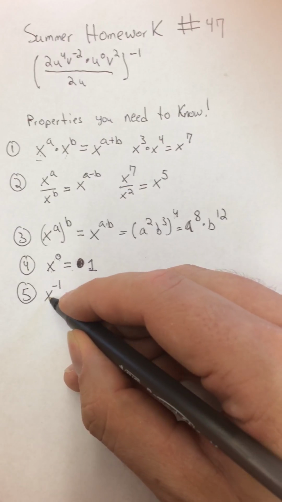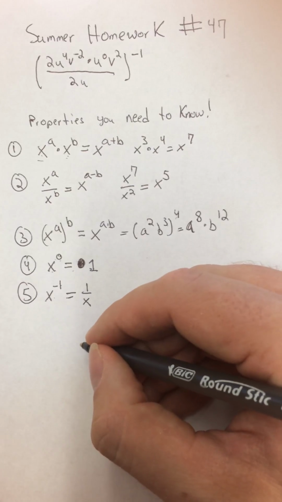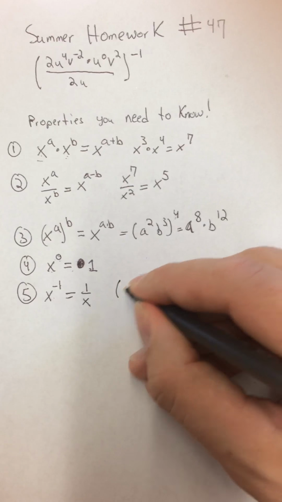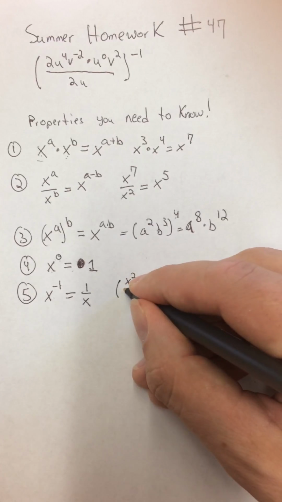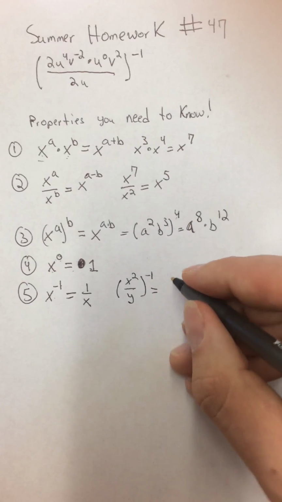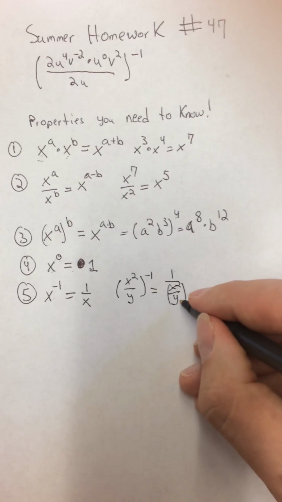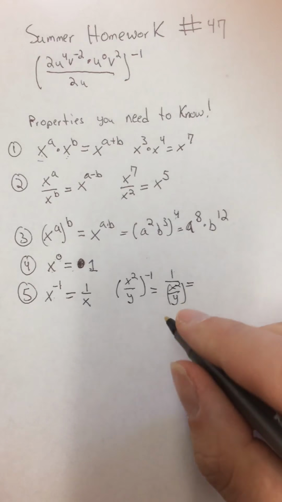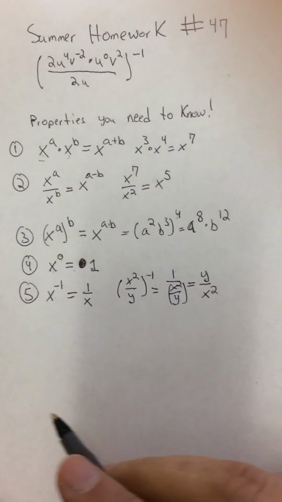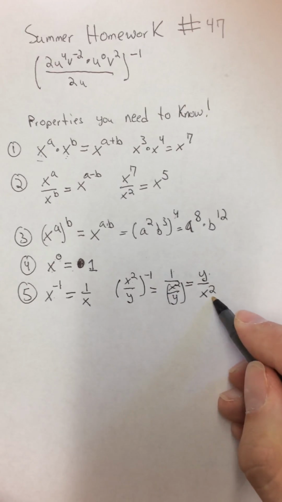And the last thing is that anything to a negative power is the reciprocal of the original thing. Notice that there are a few things you need to be aware of for this. Let's say you have x squared over y to the negative 1. The reciprocal of this fraction will be 1 over x squared over y. And when you divide by a fraction, that's the same as multiplying times the reciprocal, which is y over x squared. So a shortcut way of thinking of it is that anything in the denominator moves to the numerator, anything in the numerator moves to the denominator.